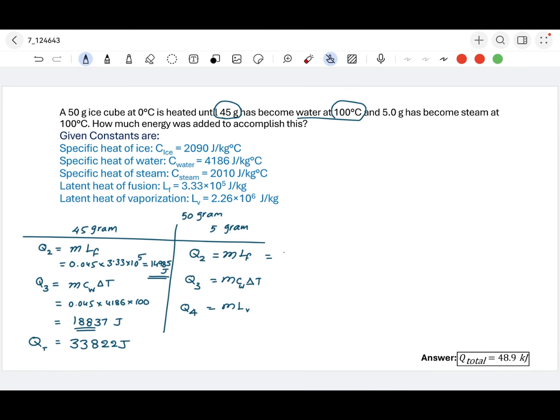That's it. So this is for 5 gram. So 5 gram means 5 divided by 1000, or simply 5 times 10 to the power of minus 3 times LF. LF means 3.33 times 10 to the power of 5. So here 5 times 10 to the power of minus 3, specific heat of water 4186 multiplied by 100. Then this one is M into 5 times 10 to the power of minus 3 times LV. LV means 2.26 times 10 to the power of 6. Let's find out.